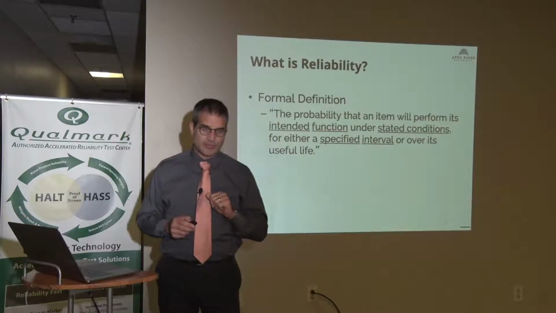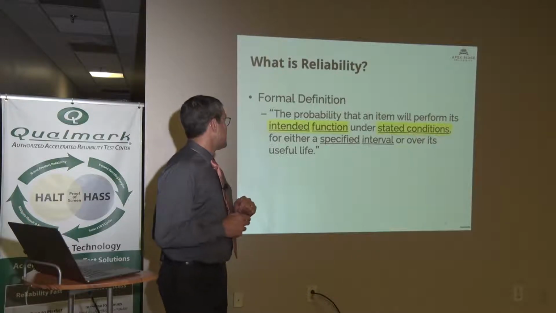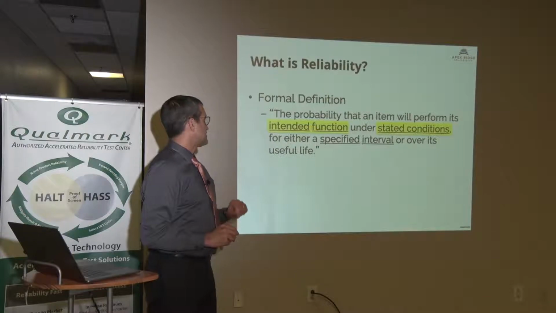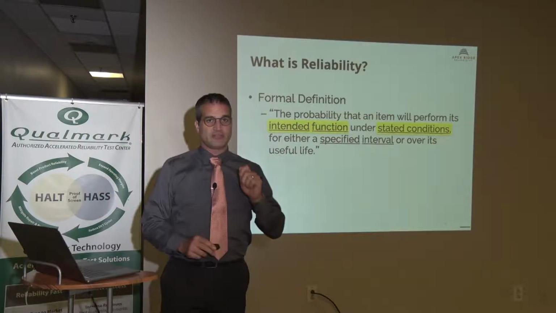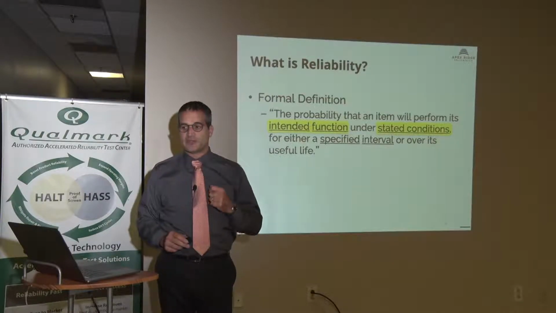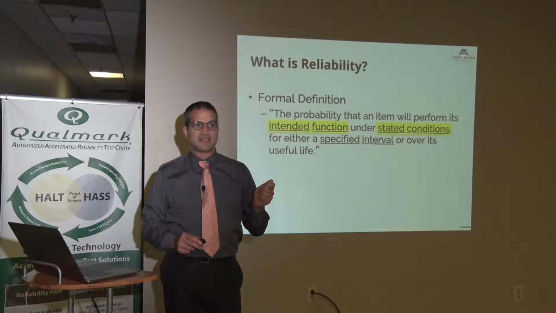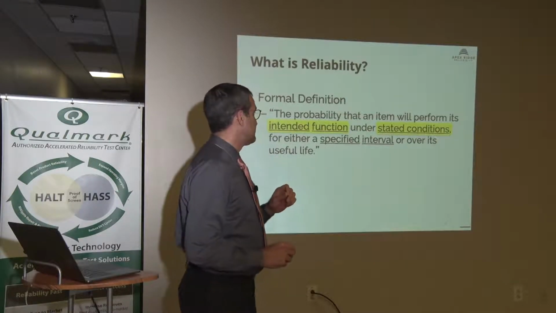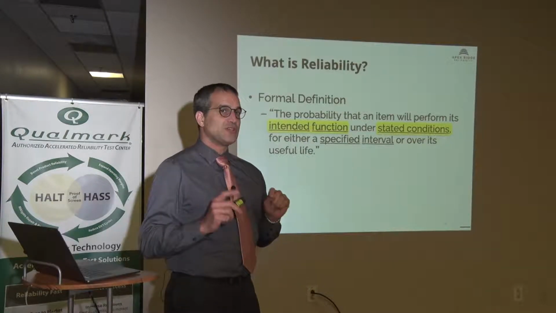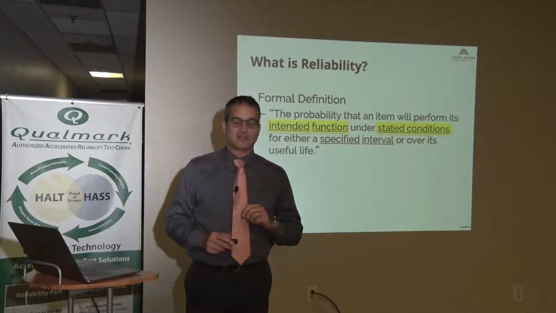I think the most important place to start is with the definition of reliability. It's the probability that an item will perform its intended function under stated conditions for either a specified interval or over its useful life. The three most important parts being intended function, stated conditions, and the interval. I've highlighted intended function and stated conditions, and this is what the Use Case 7 methodology looks to address and to create improvement for the product.